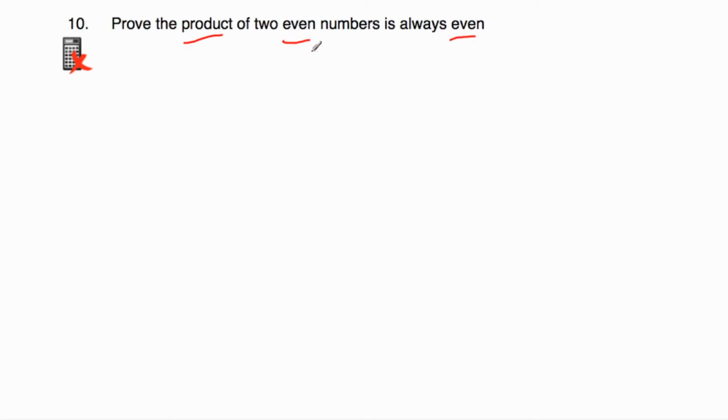Now in this question it doesn't say consecutive even numbers, it just says even numbers, so they could be any even numbers at all. So let's choose an even number, let's call it 2n, and let's choose another even number, let's call it 2m, and let's find the product of those. So product is what we get when we multiply.